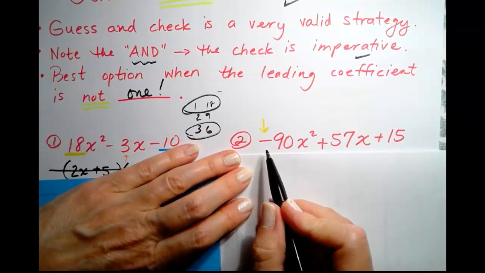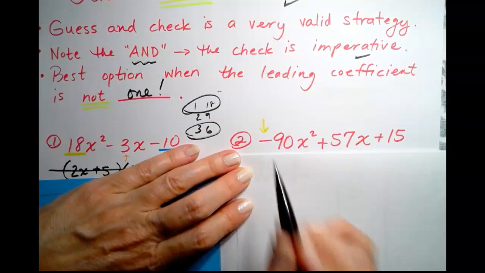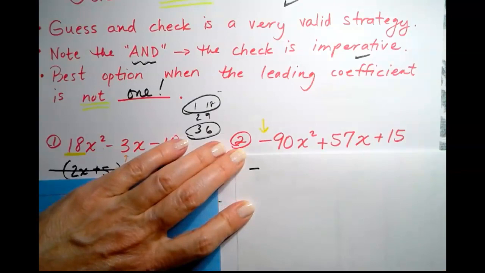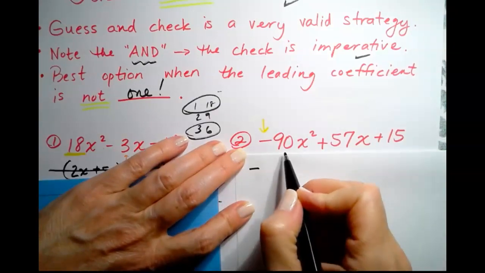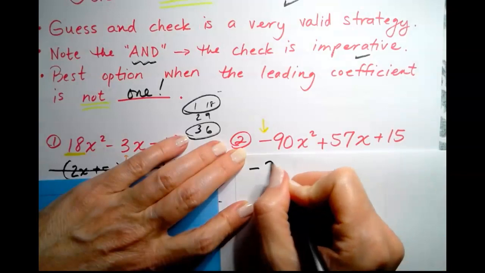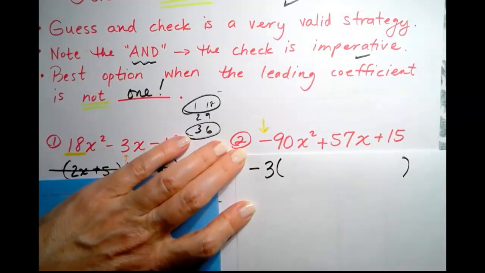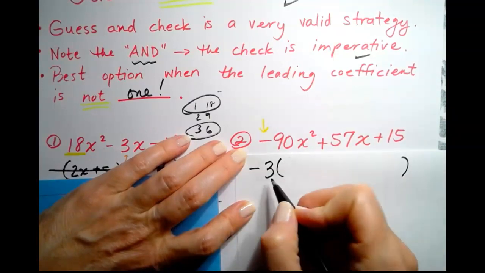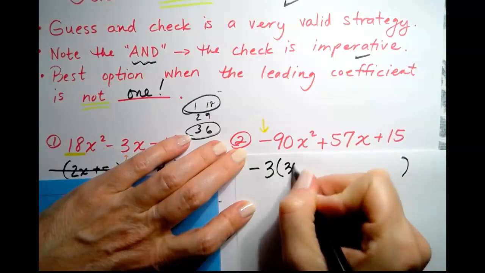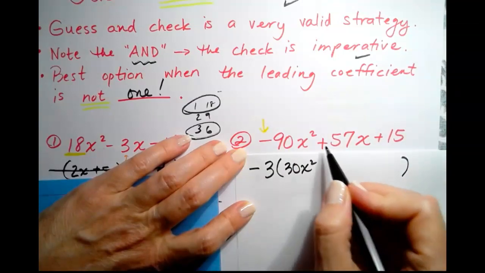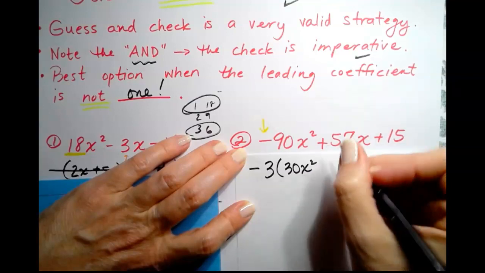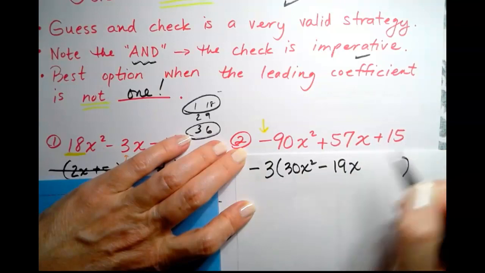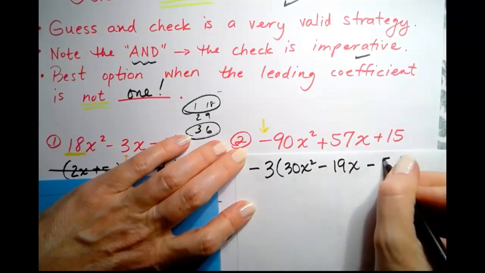And whenever we have a negative sign up front, we need to first factor out a negative because we want our leading coefficient to be positive. And if we have 90, 57, and 15, they're all divisible by 3. So let's take out the 3 first. It is the GCF. So negative 90 divided by 3 is 30x squared. Positive 57x divided by negative 3 is negative 19x. And then 15 divided by negative 3 is negative 5.